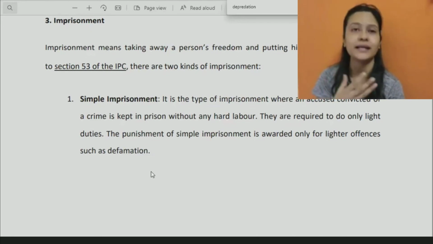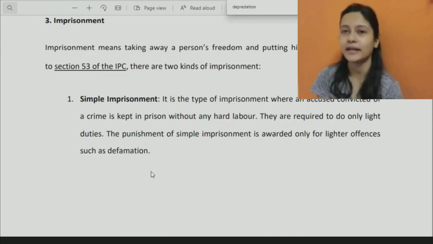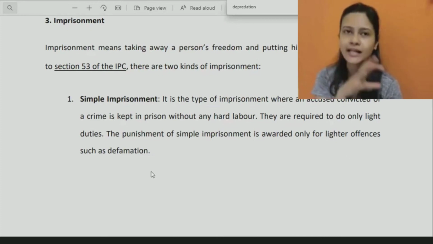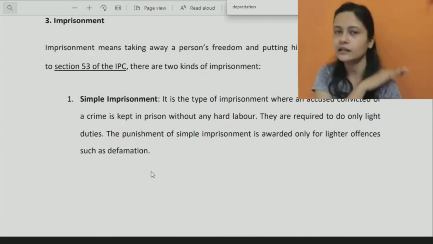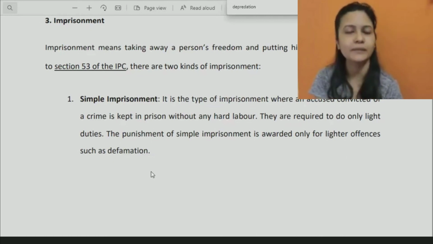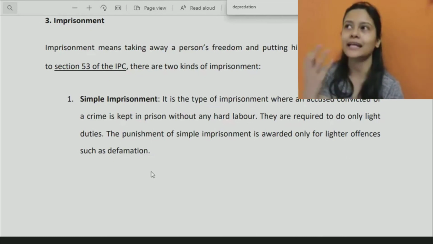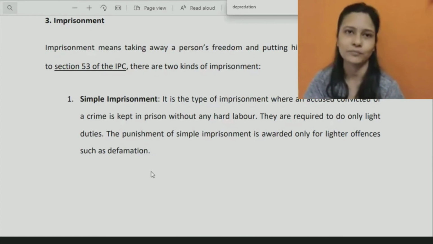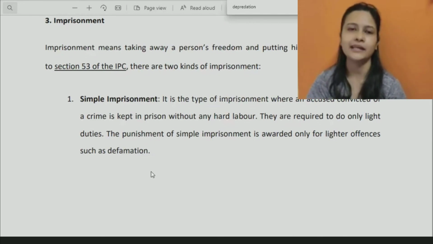From that, they will make some money. If they have some dependents, some portion would be sent to the family. If not, that amount will be collected. At the end of the imprisonment term, they will be given that amount so that it becomes easier for them to start their life again after completing the term of imprisonment. So usually in case of simple imprisonment, there will be some simple work that people do, like baking cookies, baking cake, or doing some DIY stuff and things like that.